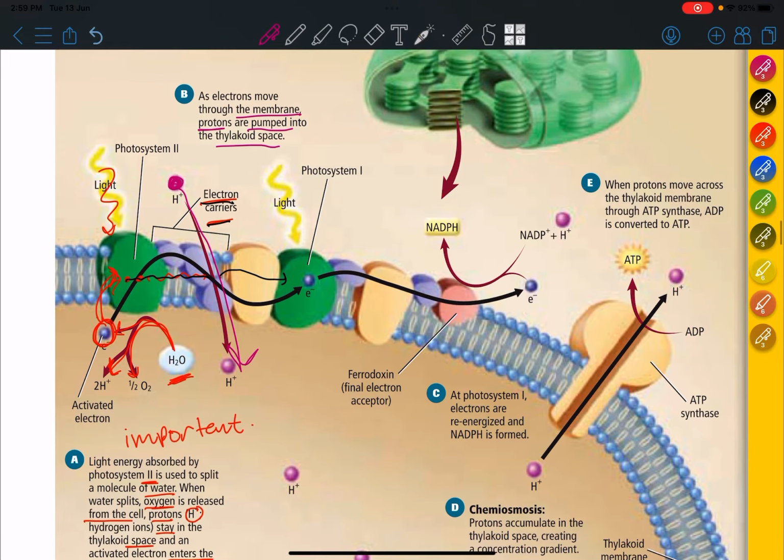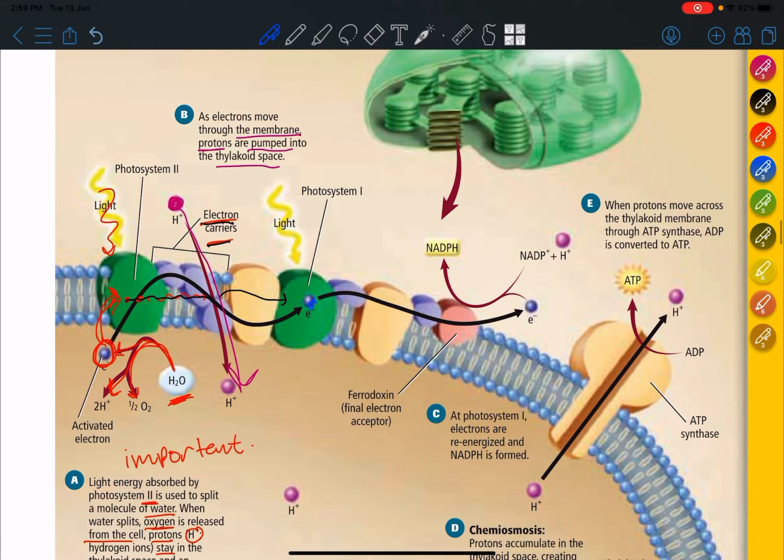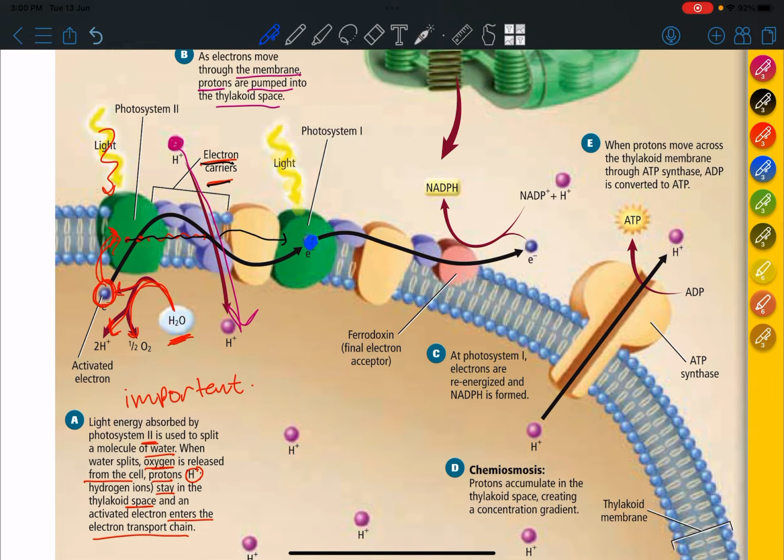So now when the electrons have reached photosystem 1, they're drained of all their energy. And so light energy hits photosystem 1, and these electrons are excited again. Once they're excited, they're going to leave photosystem 1 and they'll go to the final electron acceptor. And that final electron acceptor is ferredoxin. You should know this. Ferredoxin is the final electron acceptor.